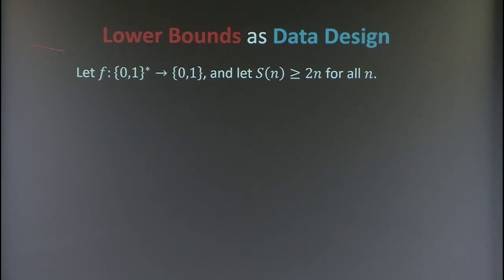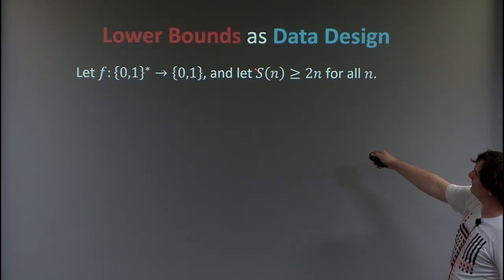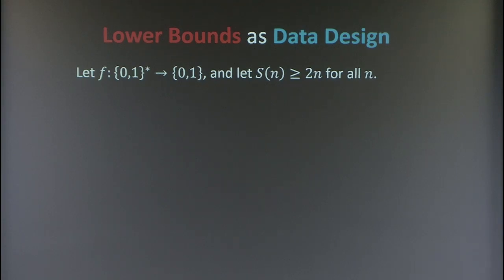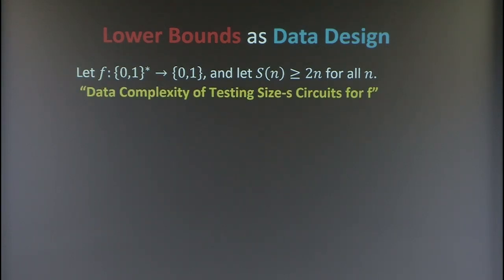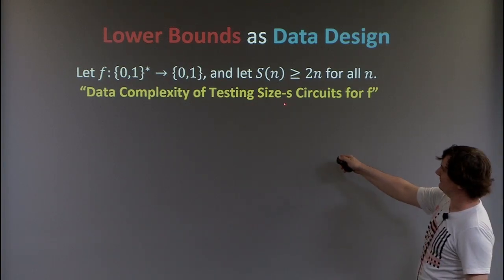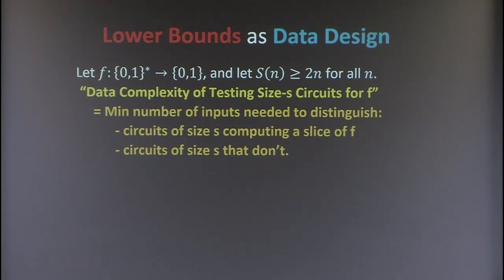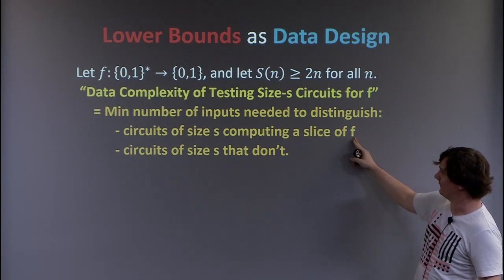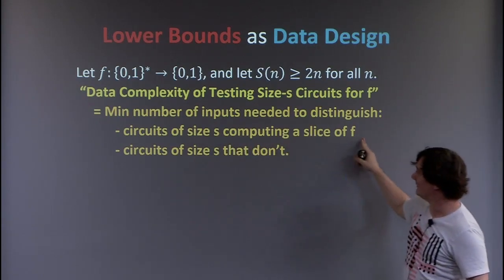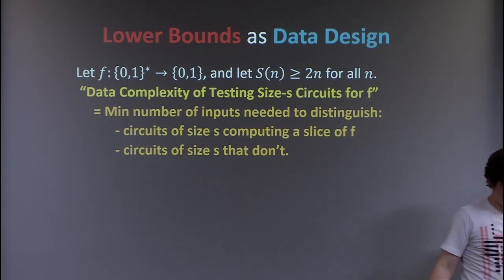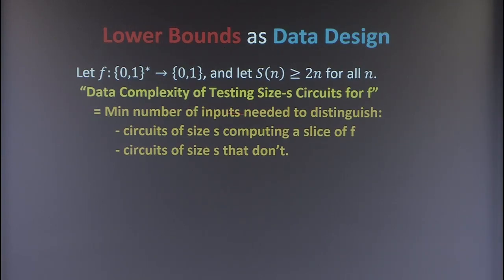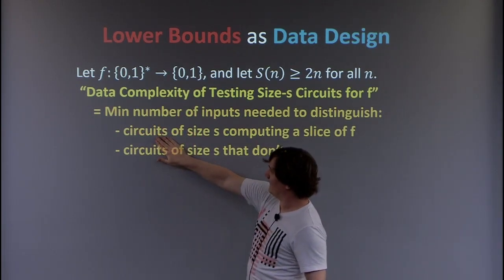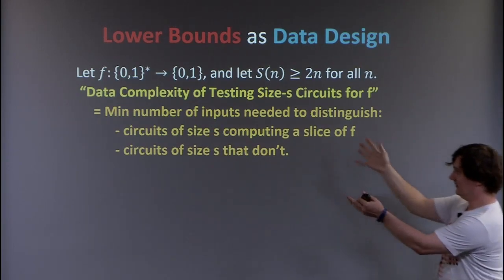Let's see. So let f be as before, and let s be at least 2n, just to make things nice. This will be the circuit size we want. Again, the data complexity of testing size of circuits for f is the minimum number of inputs needed to distinguish circuits of size s computing a slice of f from circuits of size s that don't. You just want to know the minimum number of inputs of any potential size.